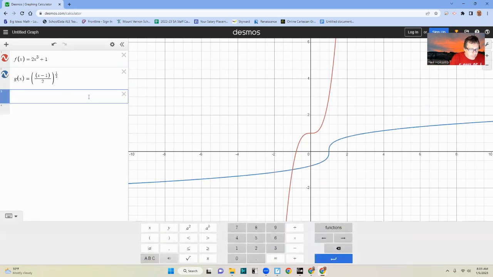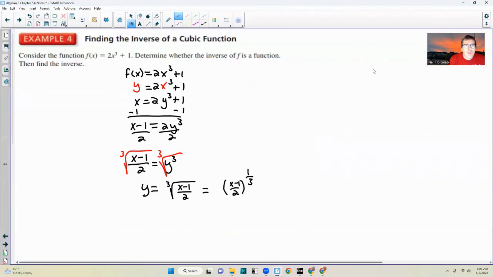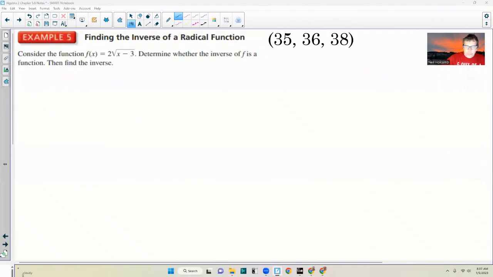Okay, so there it is. Now if I graph y equals x, you can clearly see that the red function reflected across the green line to the blue function, and the original function is a function and its inverse is also a function. So there you go. Let's look at the next example.